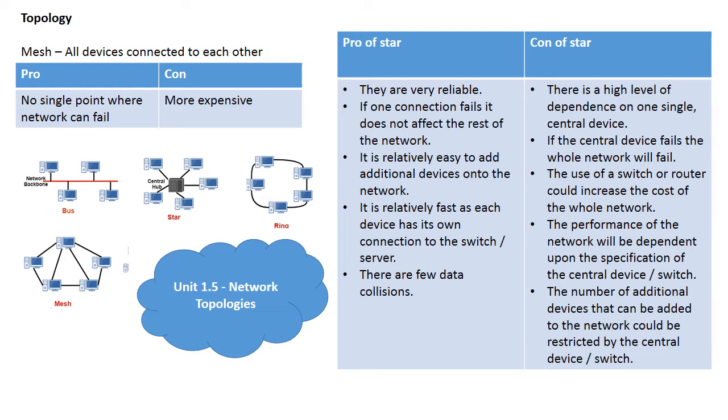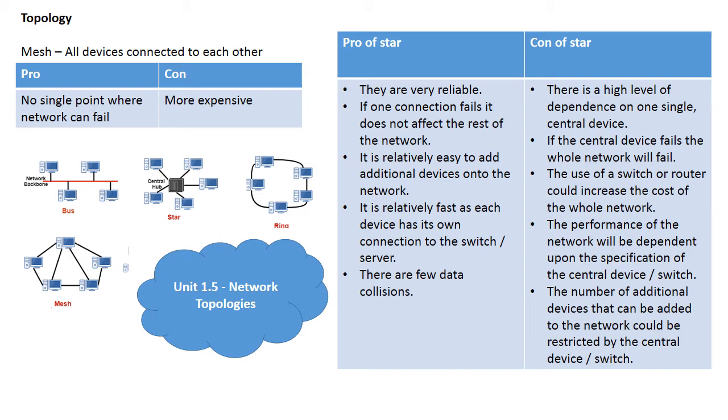It's relatively fast, as each device has its own connection to the switch or server, and there are very few collisions. Something like a ring, if the cable breaks or a machine goes down, the whole network starts to break. And a bus, if that line breaks, the main backbone breaks, the message won't get sent. So the cons of a star are there's a high level of dependence on a single central device. So if that switch goes down in the middle, or that router goes down in the middle, it's game over. There's no other way around that. If the central device fails, the whole network will fail.